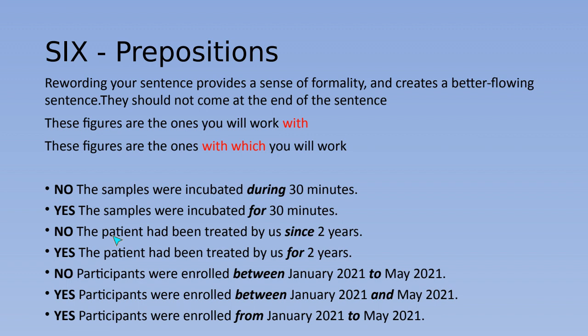So the patient had been treated for us since 2 years. The correct one is the patient has been treated by us for 2 years. So since, and I'm sure you know this, you use since when you're referring back to a specific date. Participants were enrolled between January 2021 to May 2021. Nope. Participants were enrolled between January 21 and May 21. So you use the preposition and between the two time periods. This is also correct. Participants were enrolled from January 2021 to May 2021.